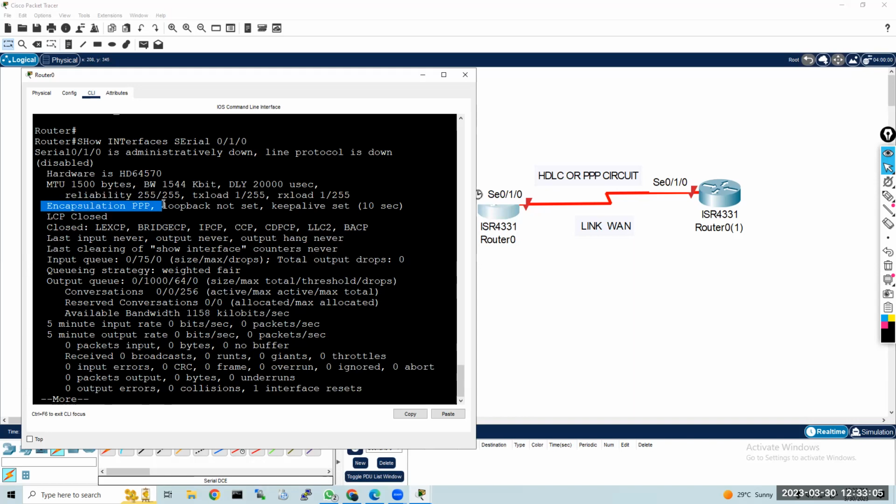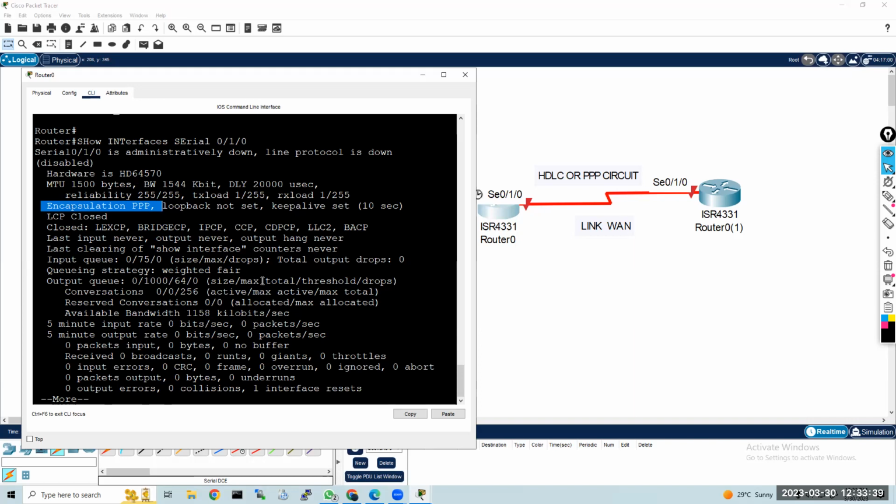Best remember, HDLC is Cisco proprietary. Cisco proprietary means Cisco designed this HDLC. And PPP is an open standard. So this type of WAN connectivity we can implement across devices from different vendors, whether Cisco, HP, Dell, IBM or any other device. That's the reason these PPP standards were defined. Understood, guys?